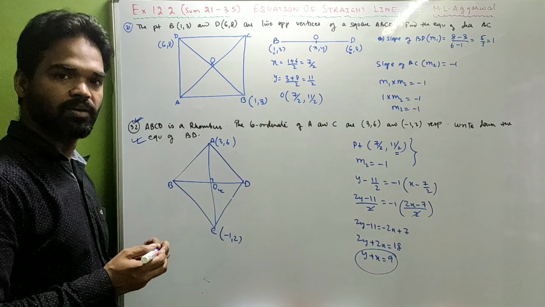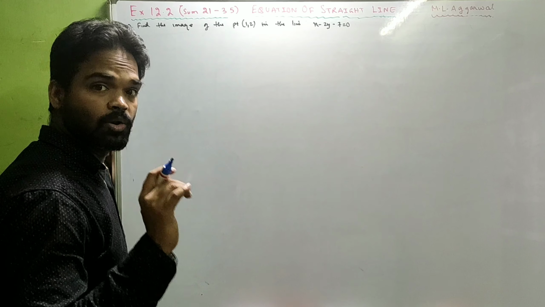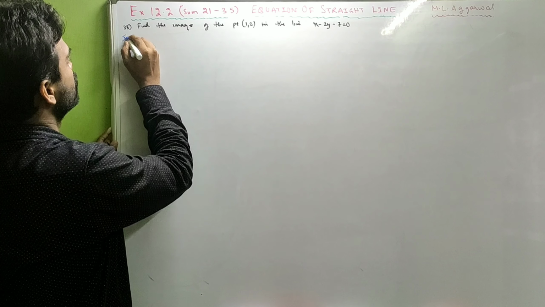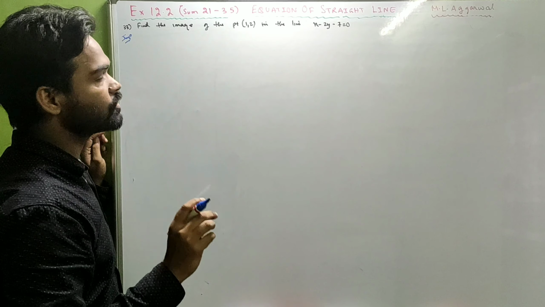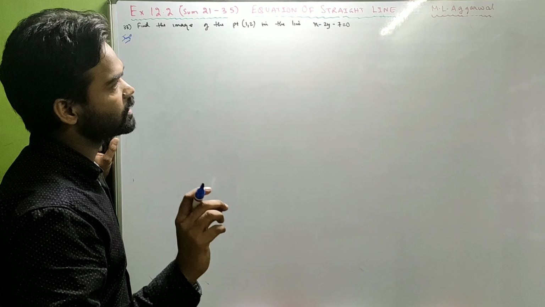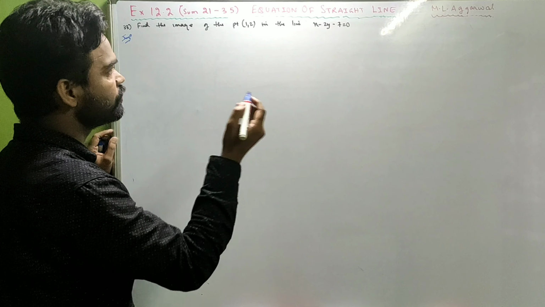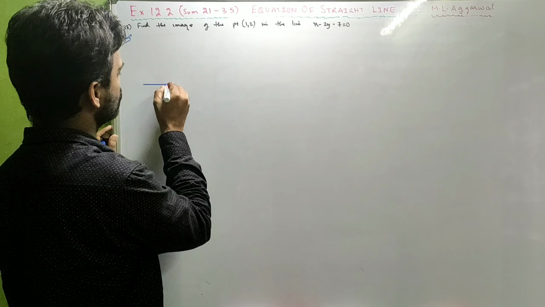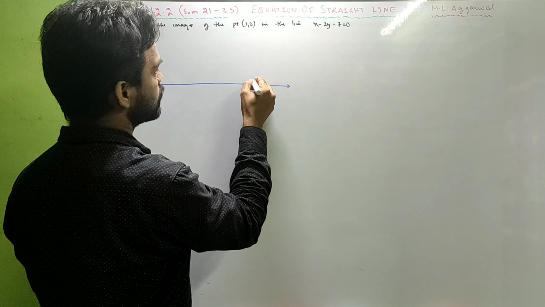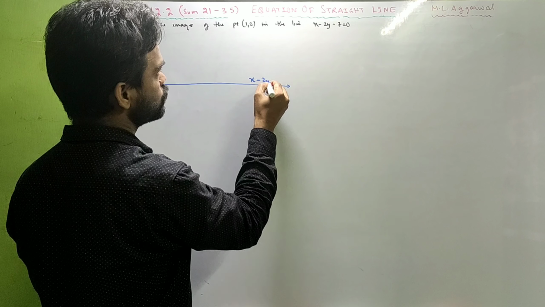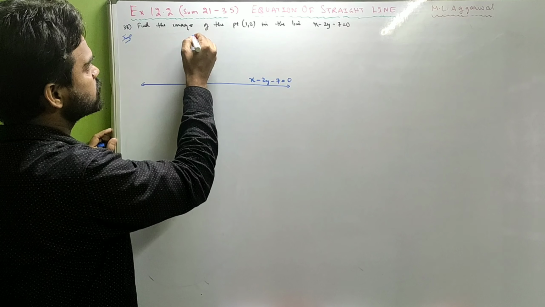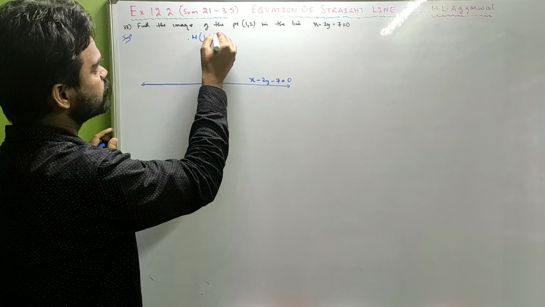Now let us look at the next sum. Now look at sum number 33. Very interesting and very important also. Find the image of the point (1, 2) in the line x minus 2y minus 7 equals 0. Which means, what does it mean? There is this line x minus 2y minus 7 equals 0. There is a point, suppose M (1, 2).